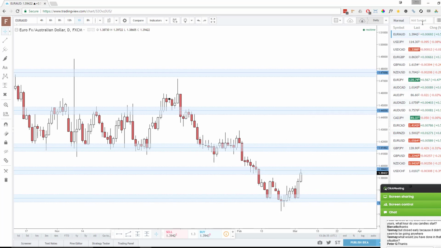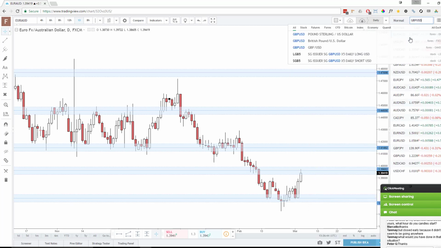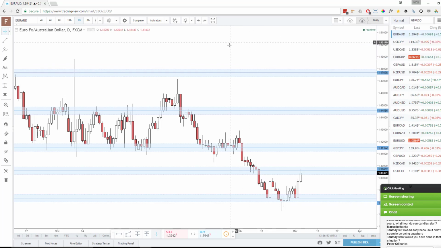If you have TradingView, just make sure you open FXCM as your data feed. Like you would type GBP USD, for example, and you'd have several on the list. One of them is FXCM. Click FXCM, so you get that data feed. That should give you the right ones.